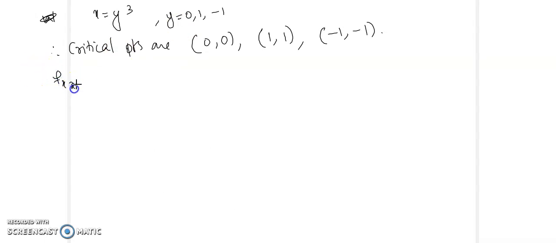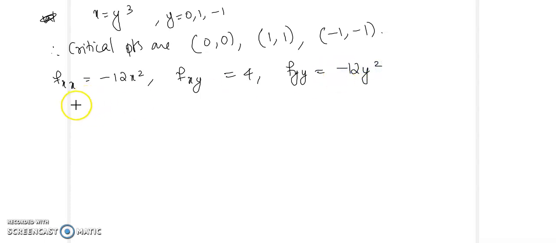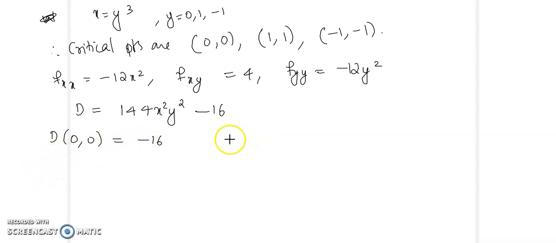So fxx will be minus 12 x square, fxy is 4, and fyy will be minus 12 y square. So here d will be 144 x square y square minus 16. Let us find d of 0, 0. So d of 0, 0 will be minus 16. Therefore 0, 0 is a saddle point.